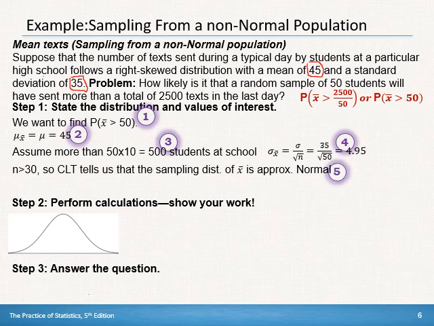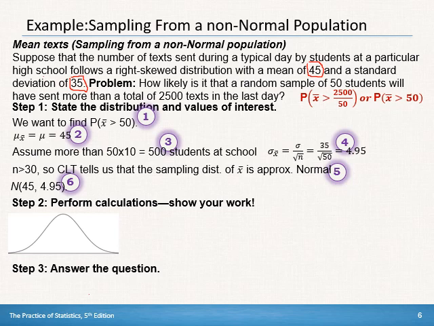All right, then we have to state how we know that the sampling distribution of X bar is approximately normal. We're told that the population distribution is not normal, but our sample size is greater than 30. So the central limit theorem tells us that our sampling distribution of the X bar is approximately normal. And then the last, sixth thing is write out what that distribution is. So it's normal with a mean of 45 and a standard deviation of 4.95.